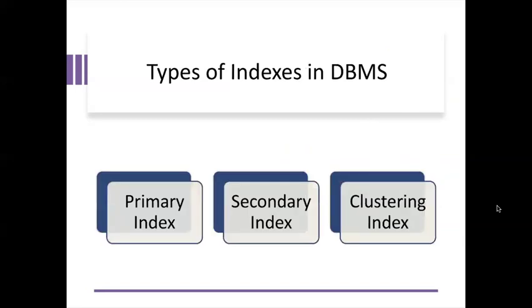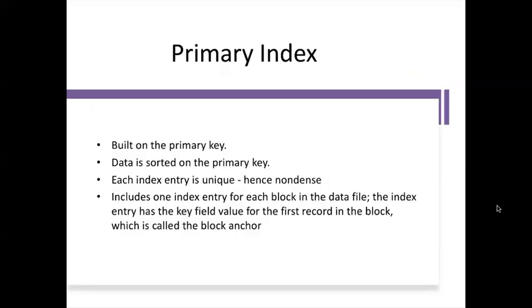Now, there are different ways in which we can categorize these indexes. So the basic categorization is into three types of indexes: primary index, secondary index, and clustering index. Let's start with the primary index.